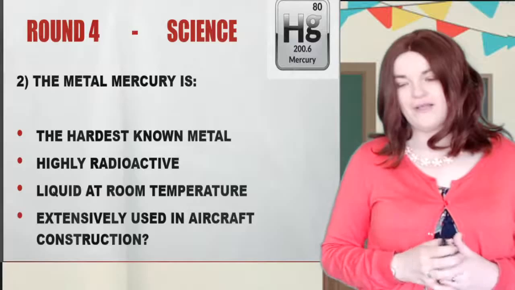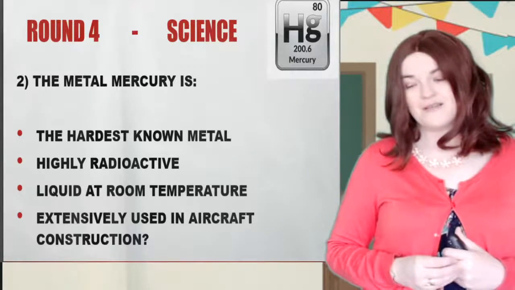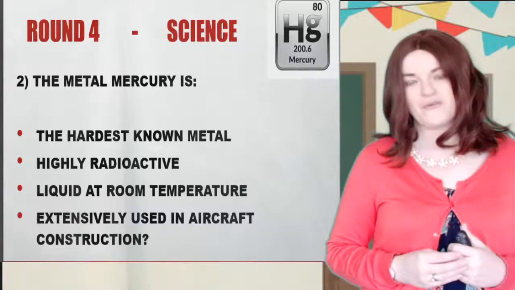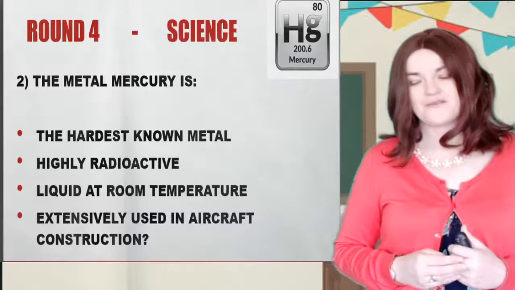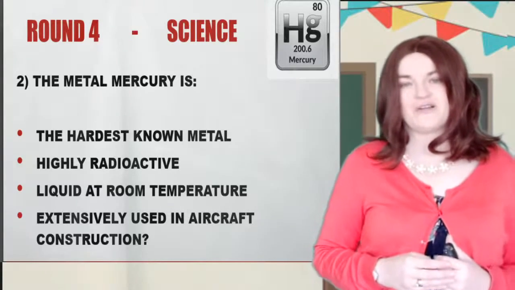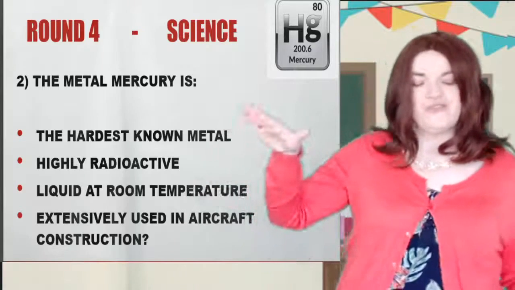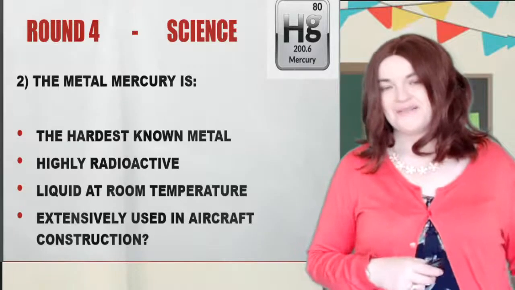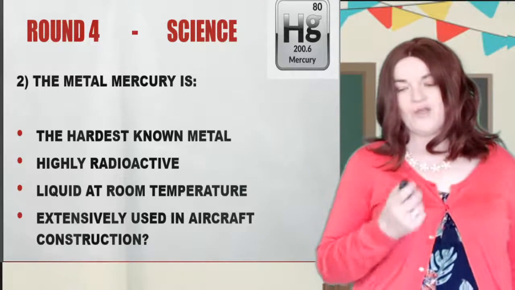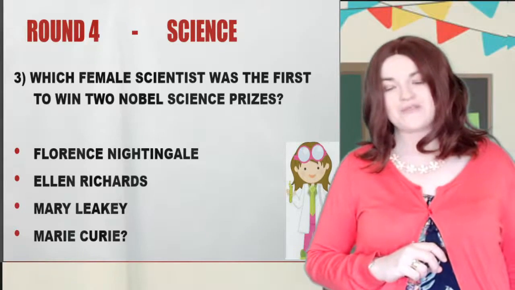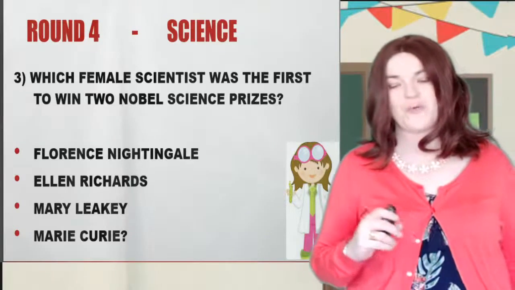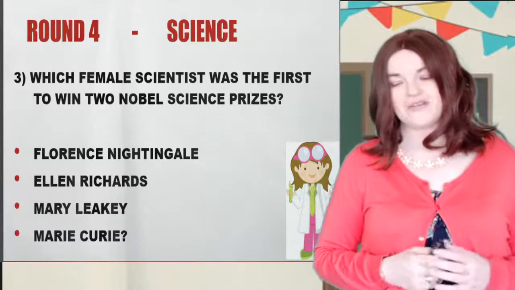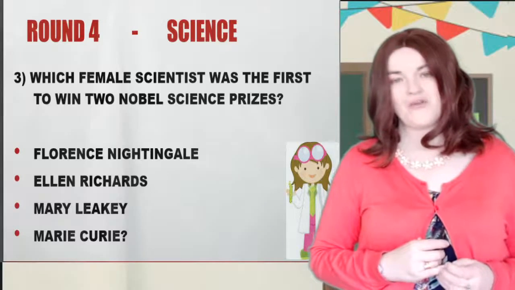Question 2. The metal mercury is the hardest known metal, highly radioactive, liquid at room temperature, or extensively used in aircraft construction. Question 3. Which female scientist was the first to win 2 Nobel Science Prizes? Is it Florence Nightingale, Ellen Richards, Mary Leakey, or Marie Curie?